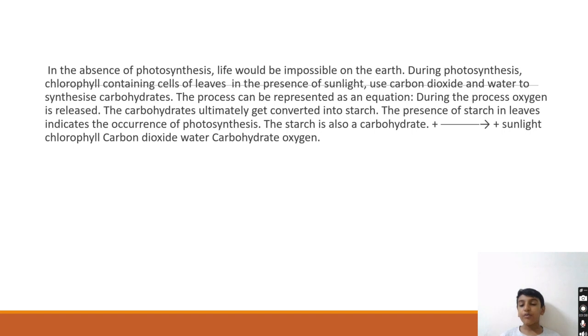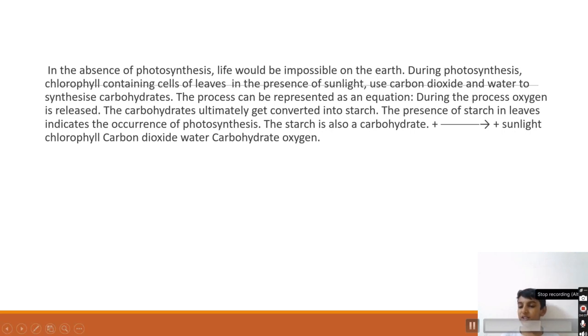In the absence of photosynthesis, life would be impossible on the earth. During photosynthesis, chlorophyll-containing cells of leaves in the presence of sunlight use carbon dioxide and water to synthesize carbohydrates. The process can be represented as an equation. During the process, oxygen is released. The carbohydrate ultimately gets converted into starch.